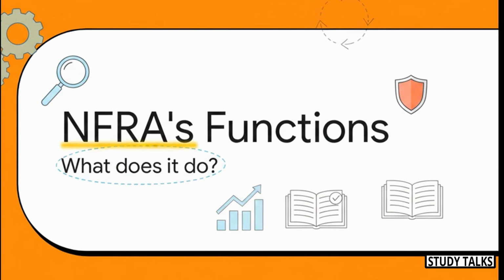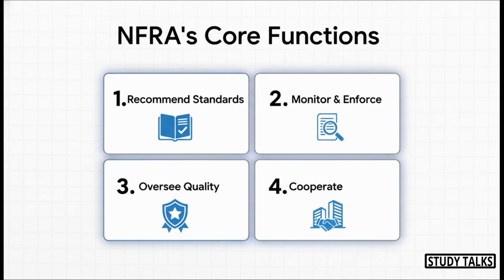So we know who NFRA is, but what does it actually do? What kind of powers does it have? Let's break down its key functions to see what its impact is in the real world. It really boils down to 4 main jobs. First, it recommends the accounting and auditing standards. Second, and this is a big one, it monitors and enforces compliance with those standards. Third, it keeps an eye on the quality of work that auditors are doing. And fourth, it collaborates with other regulators both here in India and around the world.